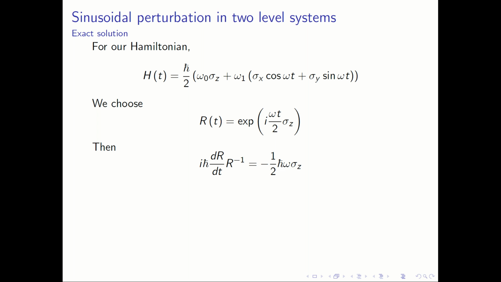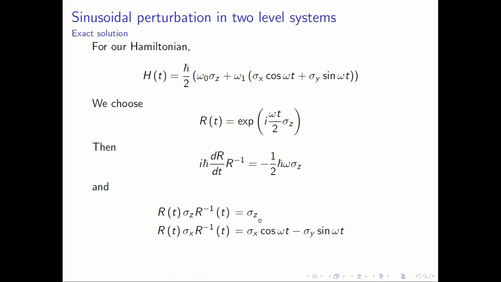To figure that out, it's better if we look at R sigma_i R inverse for i equals 1 to 3 separately first. Well, R(t) sigma z R inverse(t) is obviously sigma z because R of t commutes with sigma z. So it's going to move right across sigma z and cancel the R inverse t here. That was easy. What about sigma x?